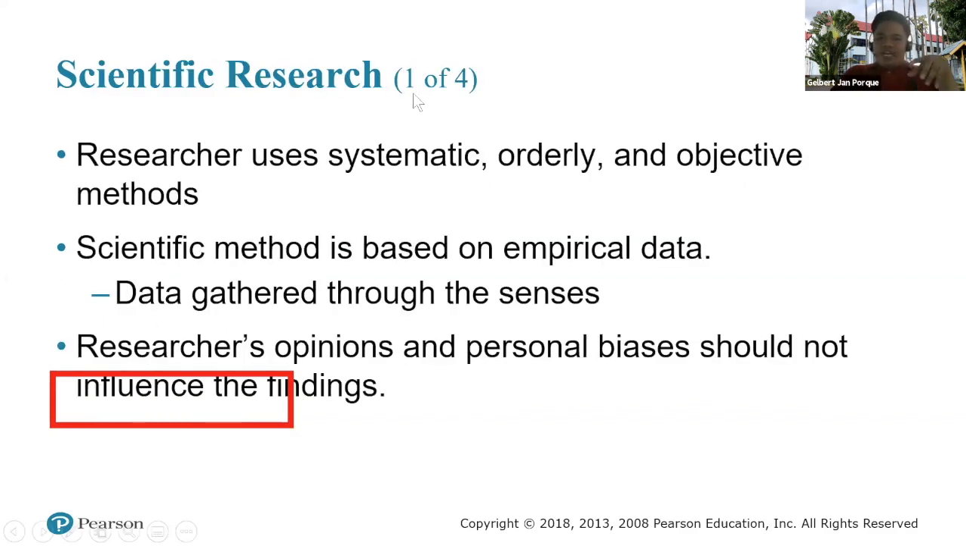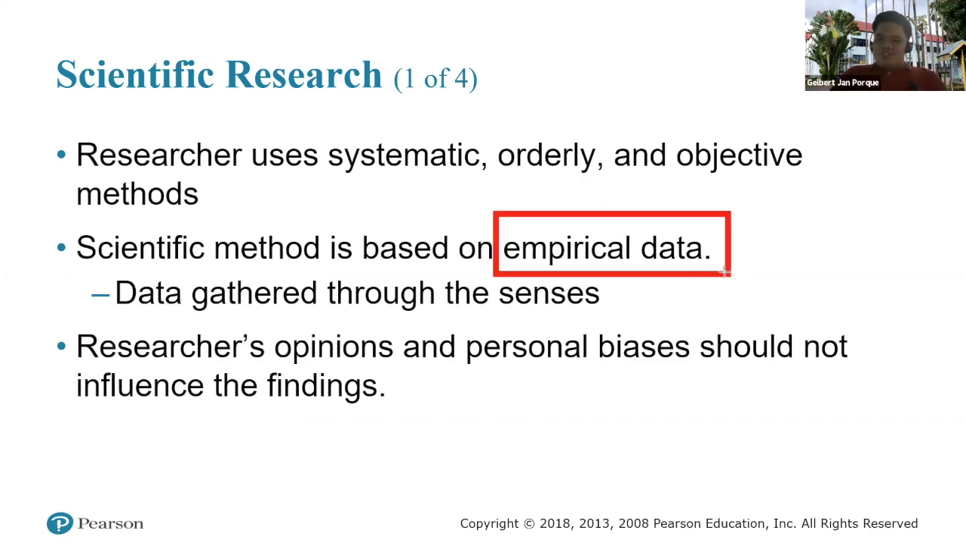Next, scientific research. For your scientific research, the researcher uses systematic, orderly, objective methods. Scientific method is based on empirical data. And when I say empirical data, this usually talks of numbers, and that is with the use of your five senses. So for your five senses, class, you know your five senses. You cannot just guess, or say, ma'am, in your observation, is your bed sore big or not? Is it painful or not? You need to have tools to measure empirical data.